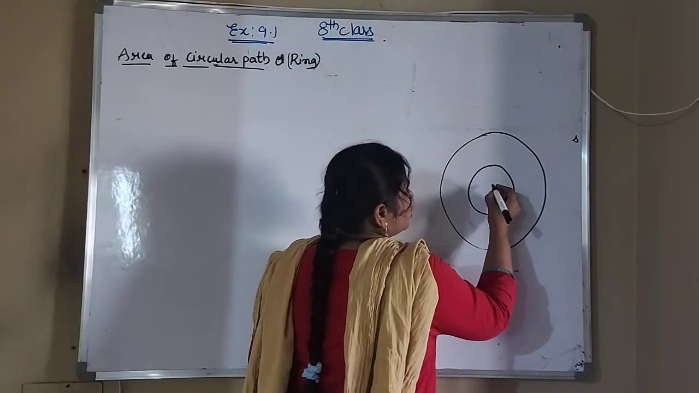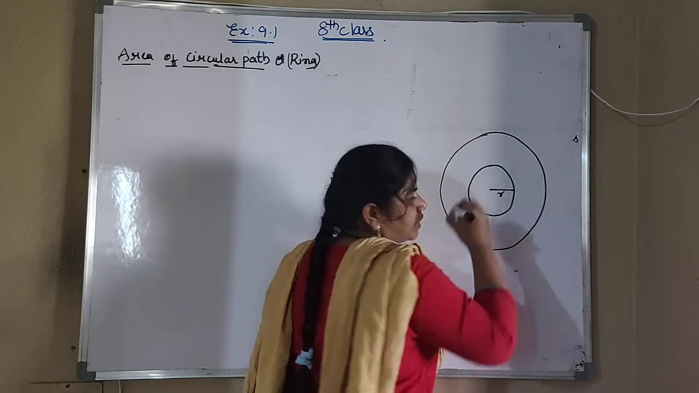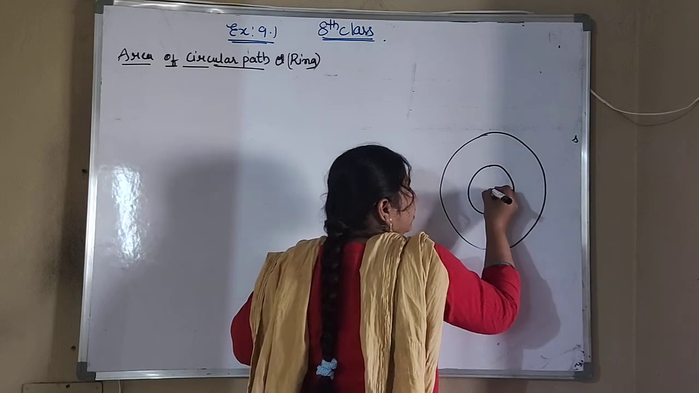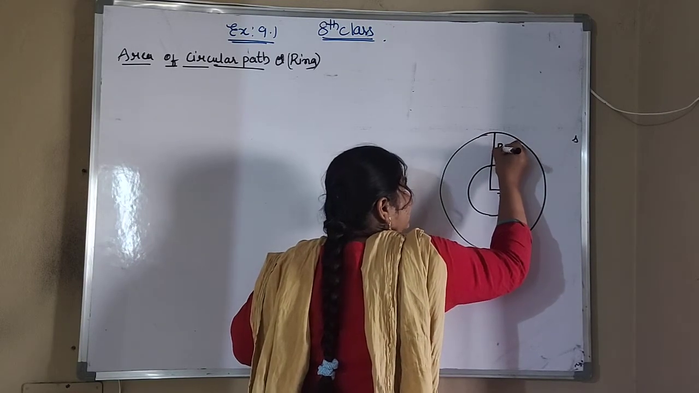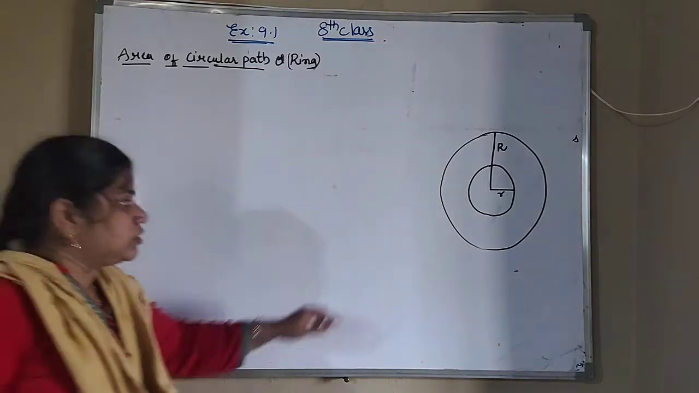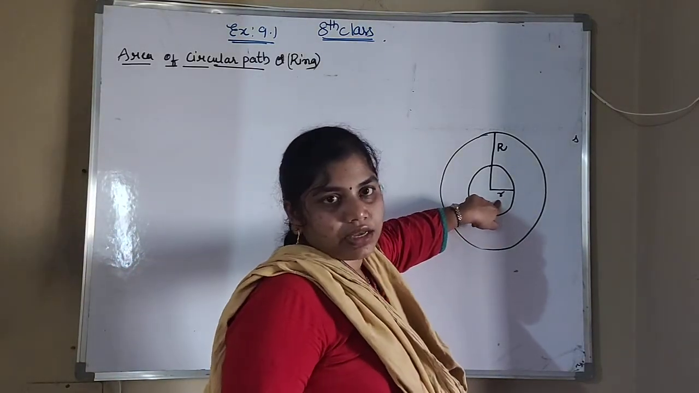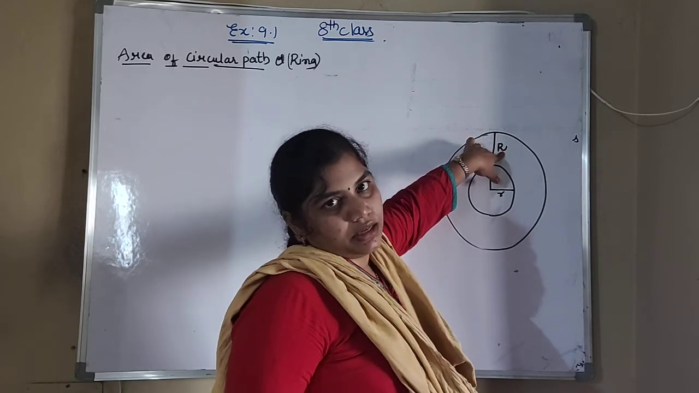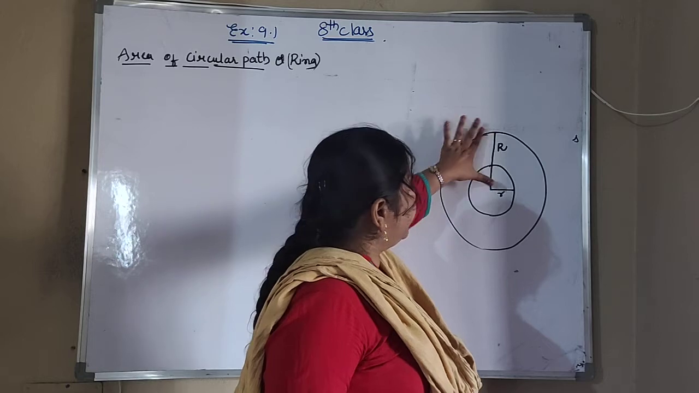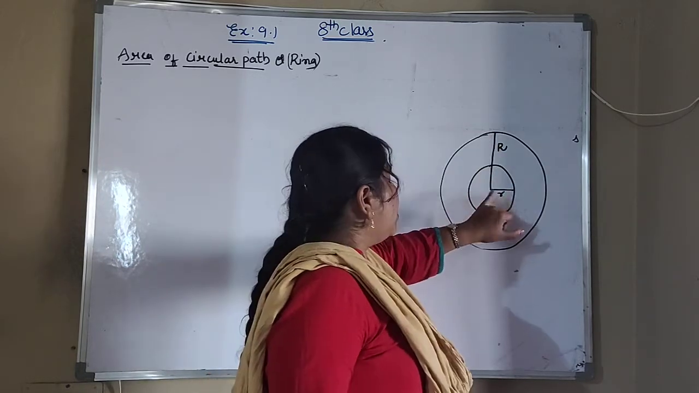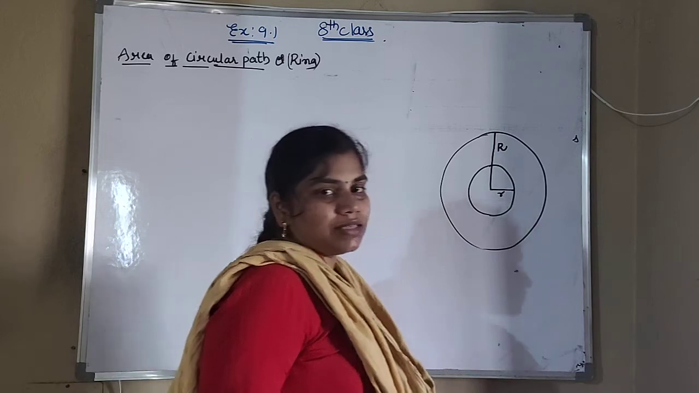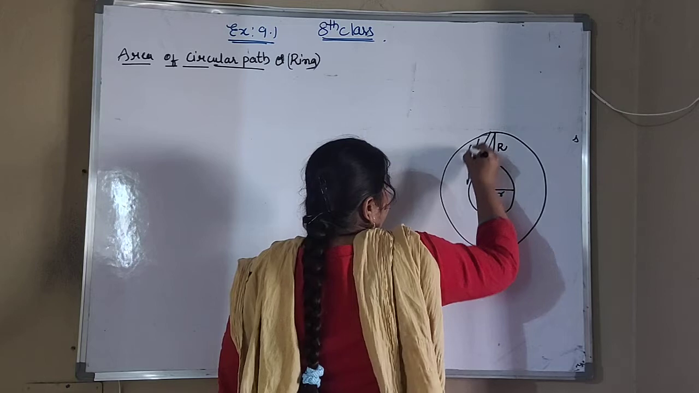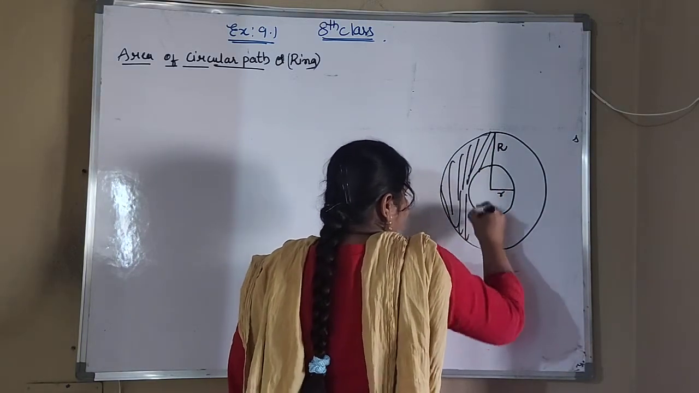So for the inner circle also we will have one radius. That radius I am taking as r. And for the outer circle also we will have one radius, that I am taking as capital R. So from here to here it is the radius of the inner, small circle, and from here to here it is the radius of the bigger circle. The radius of the bigger circle I am taking as capital R, and the radius of the smaller circle as small r. So what do we have to find now? We have to find this space. The area of this space is what we have to find.